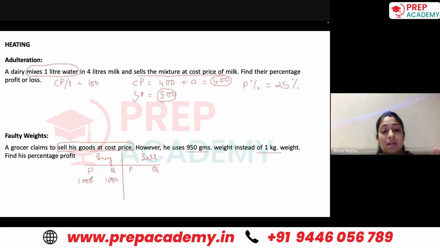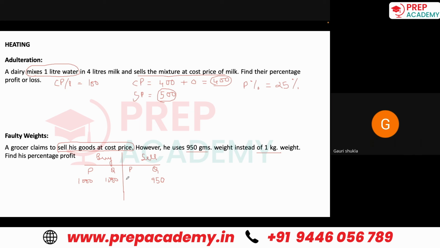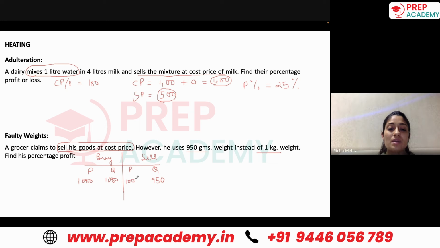Yes, ma'am. Okay. Now what is happening on the selling side? He uses 950 grams instead of 1 kg, which means he is selling what quantity to the customer? 950 grams. But he is taking the price of what quantity from the customer? 1 kg. So price taken is 1000 rupees, but the quantity sold is 950. Are we clear on this transaction? Yes, ma'am. This is step 1.